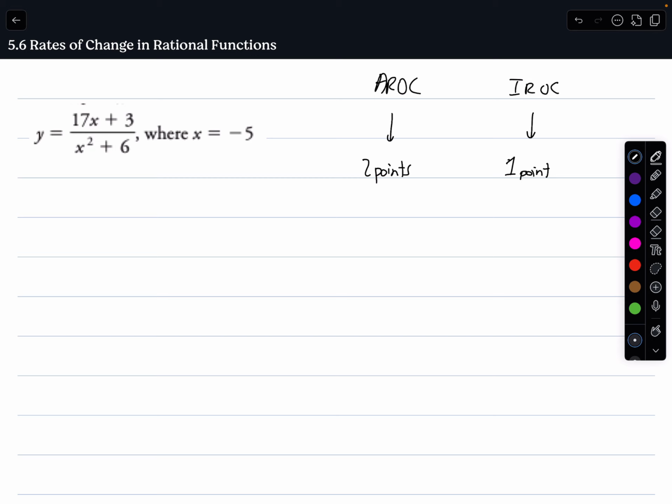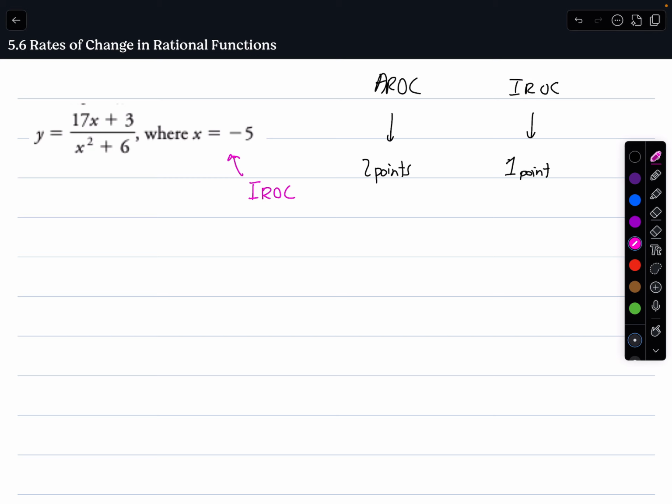So we're going to go through a couple questions. We're going to start off with a simple one, and then we're going to go into some word problems. So in this question, it says y equals 17x plus 3 over x squared plus 6, where x equals negative 5. The first thing you got to determine is, is this an AROC question or is this an IROC question? By the looks of it, I see they only give me 1 point, so we're going to do the IROC.